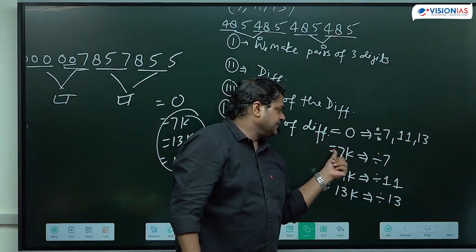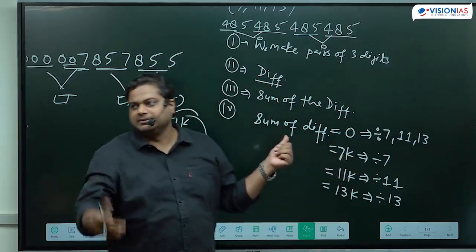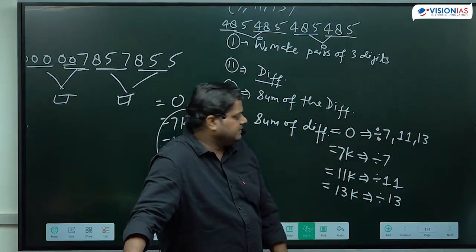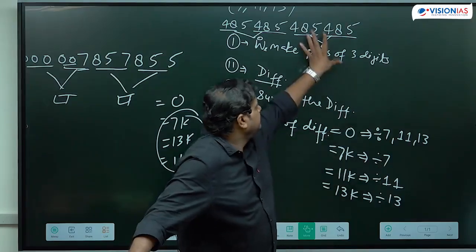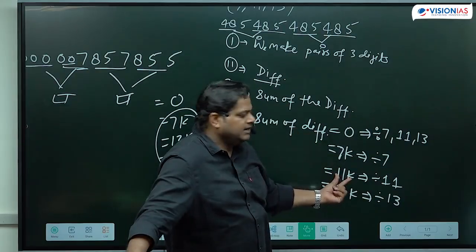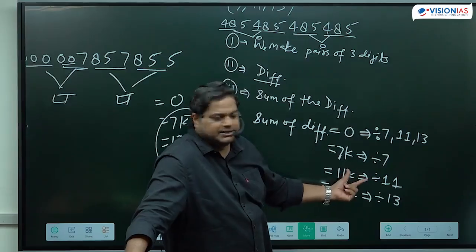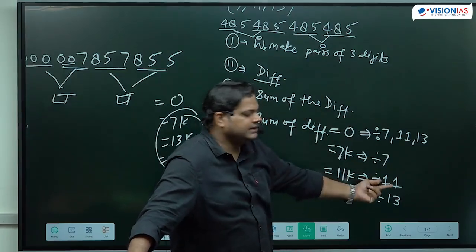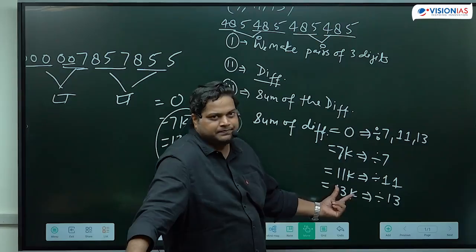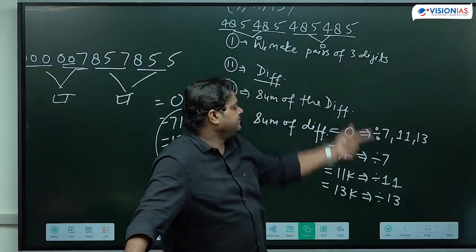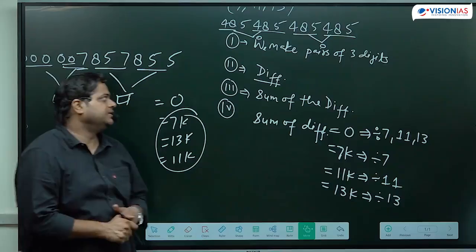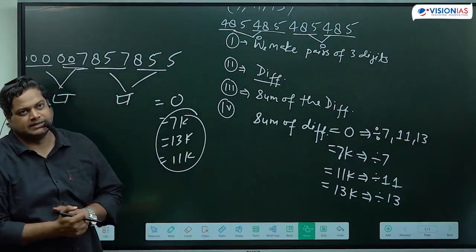If this difference's value is coming in terms of multiples of 7, like 7, 14, 21, this way, then we can say that this number is divisible by 7. If this sum of difference is coming a multiple of 11, like 11, 22, 33, this way, we can say that this number is divisible by 11. If this sum of difference is coming a multiple of 13, then we can say that this number is divisible by 13. Correct? This is the combined divisibility rule for 7, 11, 13.